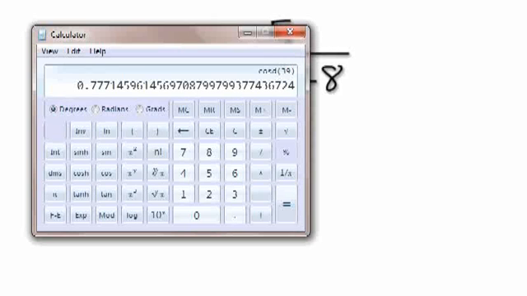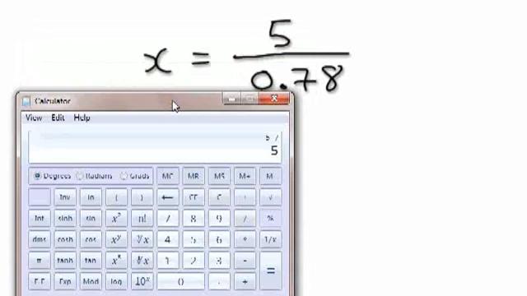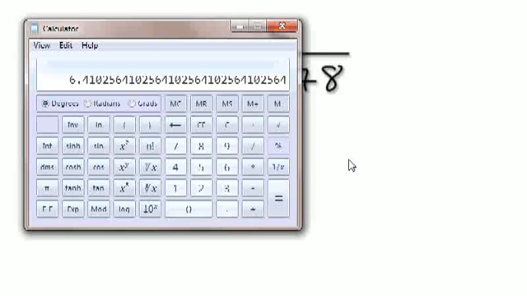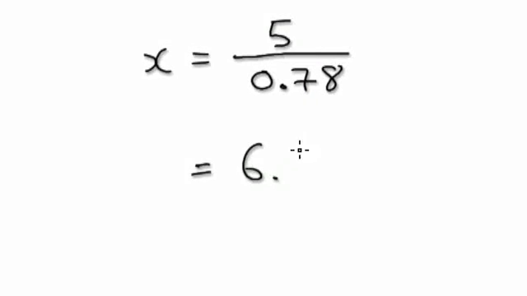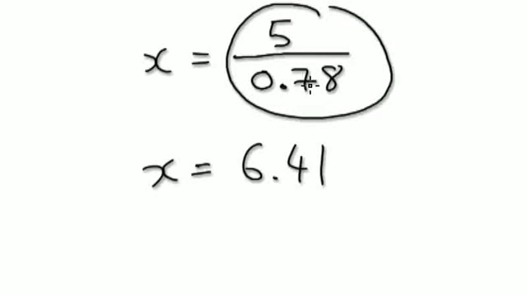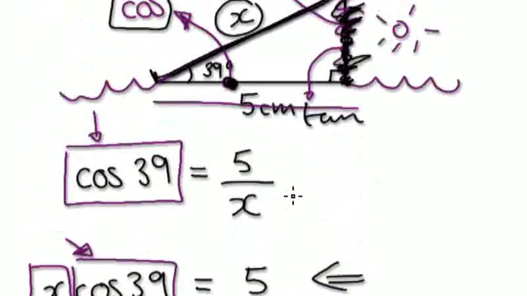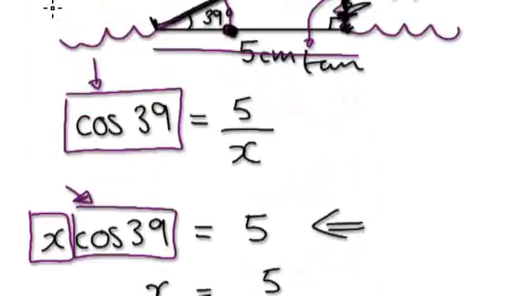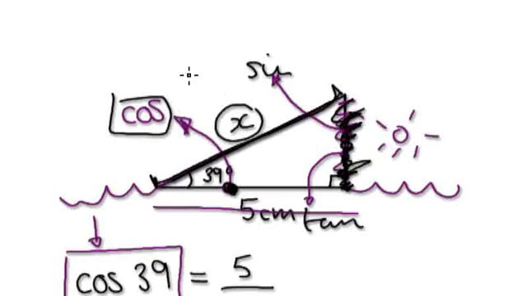So x equals this. Now get 5 divided by 0.78, which equals 6.41. So x, you've got to get 5 divided by this number, and it will give you 6.41. If you look back here, the hypotenuse will be 6.41.